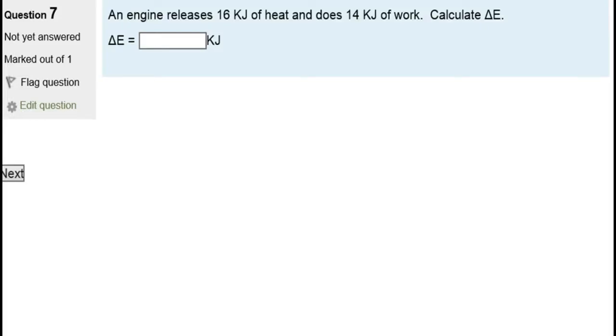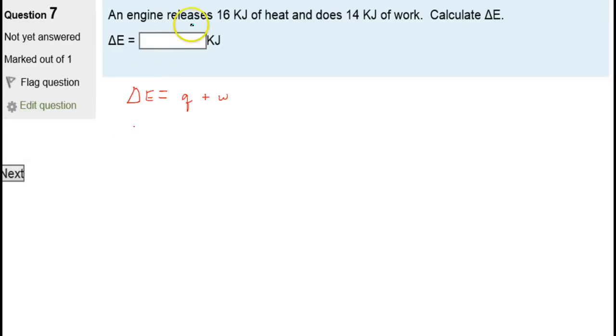Alright, in this first problem here, it says an engine releases 16 kilojoules of heat and does 14 kilojoules of work. We are asked to calculate the change in the internal energy of this system. We learned earlier this unit that to calculate the change in a system's internal energy, we have to know two things: the amount of heat, or Q, that the system is absorbing or releasing, and how much work the system is doing, or how much work the system is having done on it.